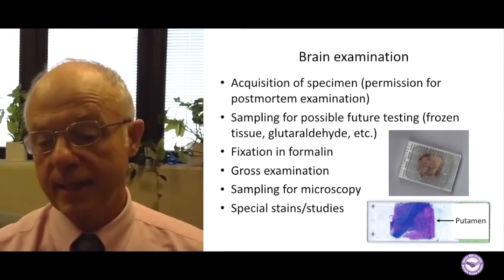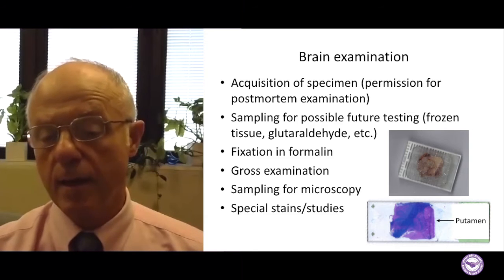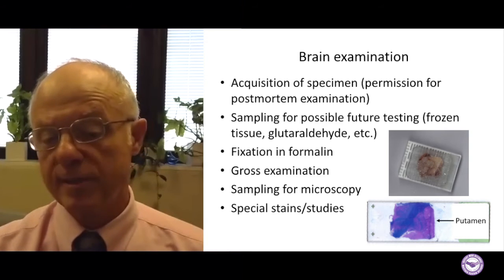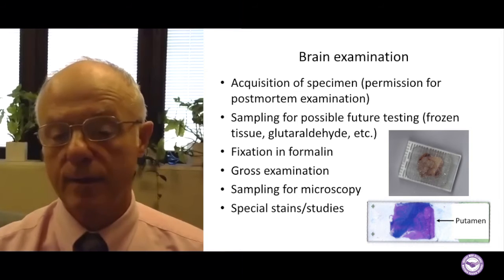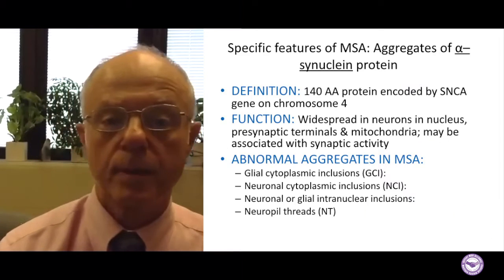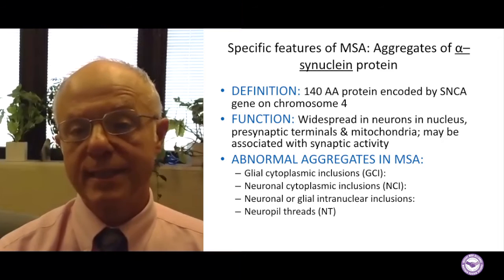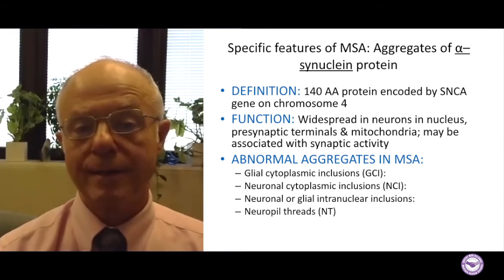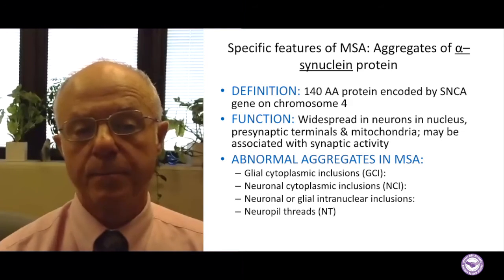The pink is the eosin, the blue is the Luxol fast blue. The blue is staining the white matter, the pink is staining the gray matter in the brain, and this shows you the putamen and the two parts of the globus pallidus that we saw in the previous gross specimen. Now, what we are looking for, particularly in MSA, is aggregates of this alpha-synuclein protein.